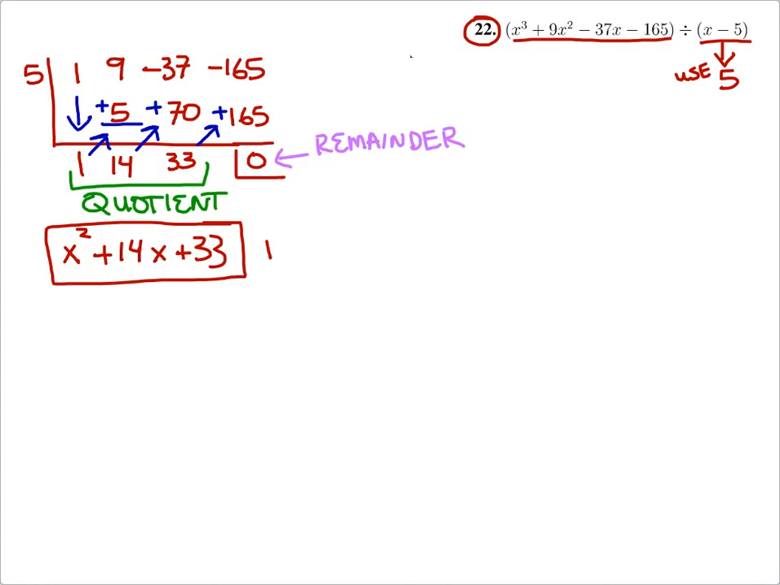I guess I could write it. It's plus 0 over x minus 5, but I'm not putting that in the box because, really, adding 0, nobody does that. So, boom. The number parts of our quotient create the coefficients of our answer, and we're done.